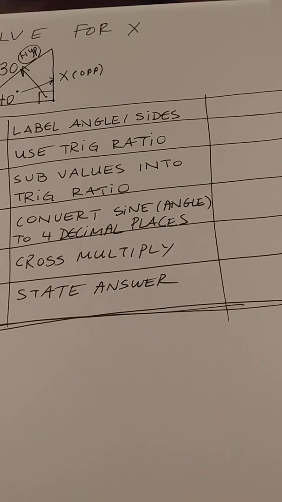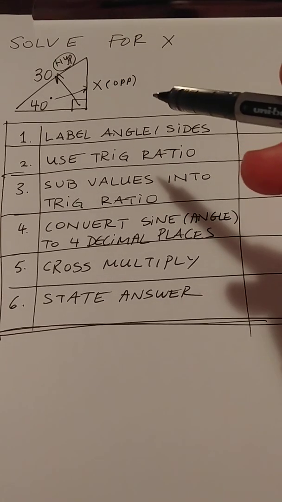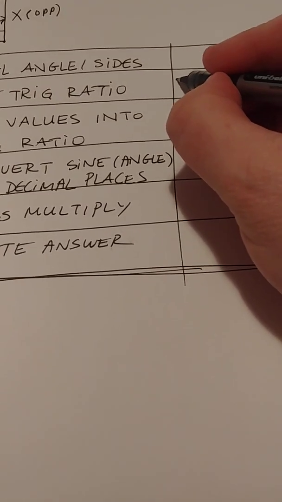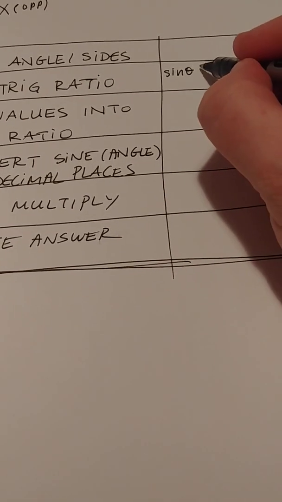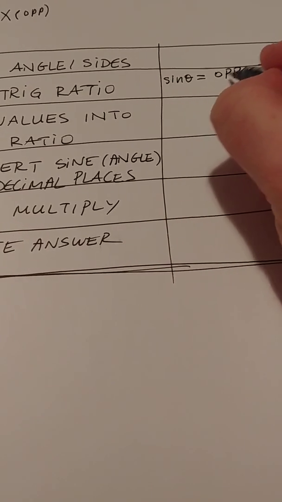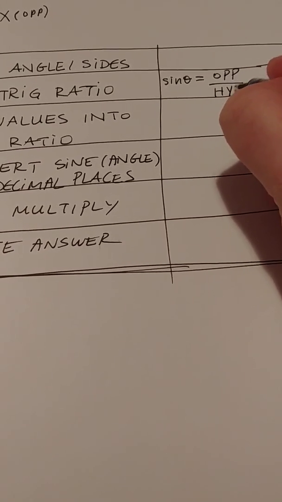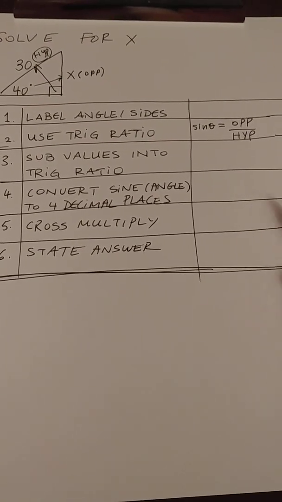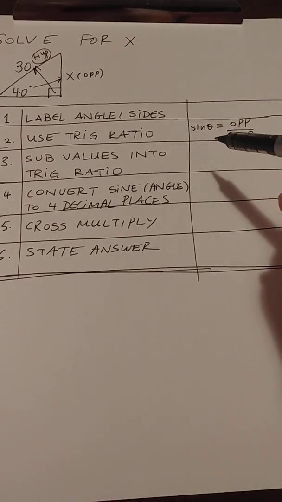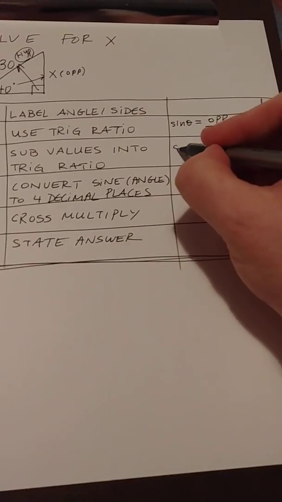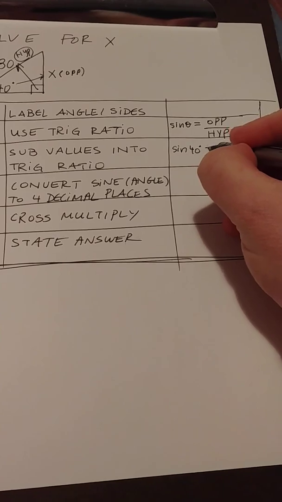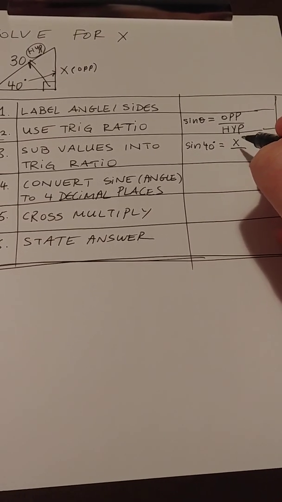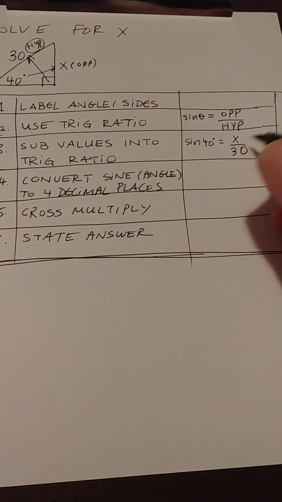So because we have a hypotenuse and an opposite side, we're going to use the sine trig ratio. So let's record that simply as sine of theta is equal to the opposite side divided by the hypotenuse. Now the next step is to substitute the values into our trig ratio formula. So let's record sine of 40 degrees is equal to x divided by 30.